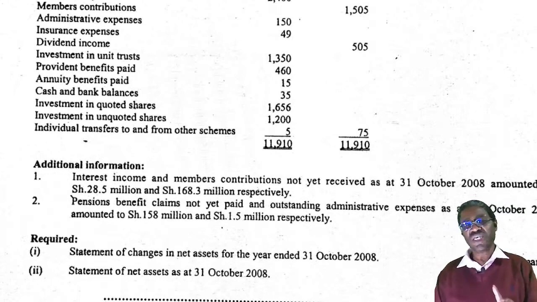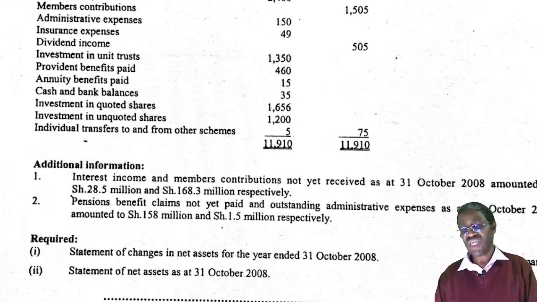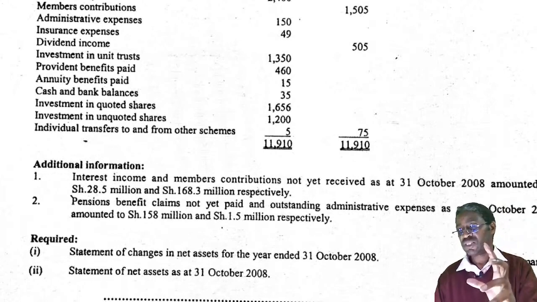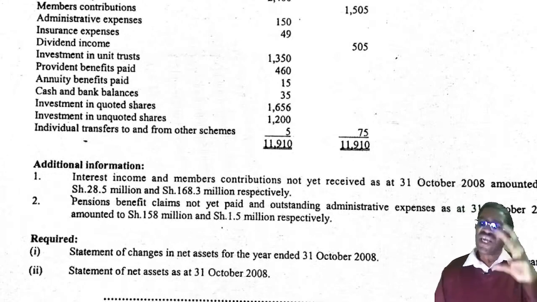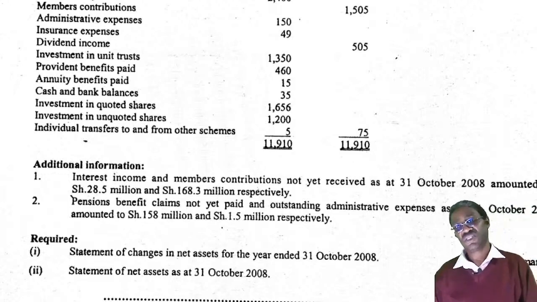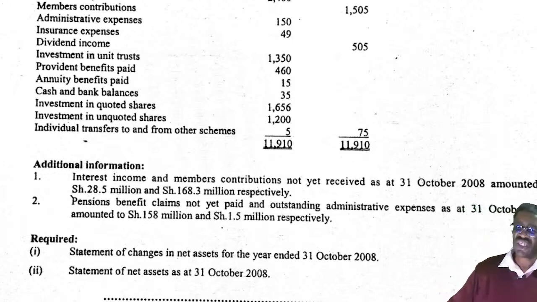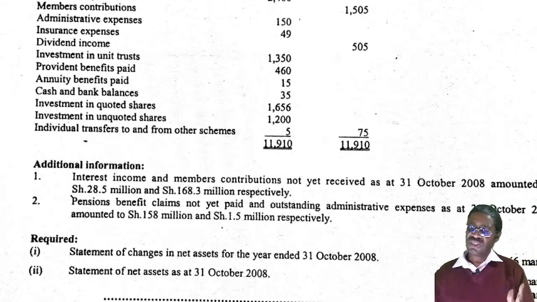Number one, interest income and members' contributions not yet received as at 31st of October 2008 amounted to 28.5 million and 168.3 million. So these are obvious. They are incomes we have already earned, but not yet received. You know how to treat such incomes. Number two, pension benefits claim not yet paid and outstanding administrative expenses as of 31st October 2008 amounted to 158 million and 1.5 million respectively. Obvious, these are accruals.